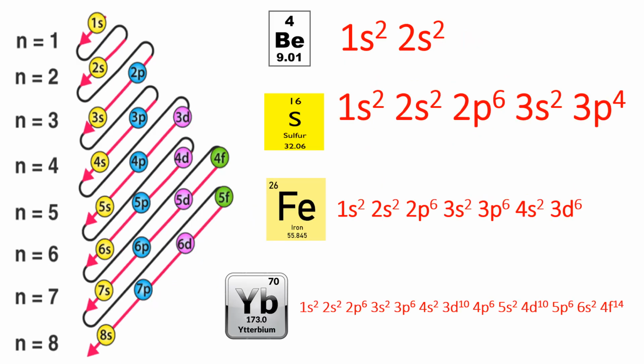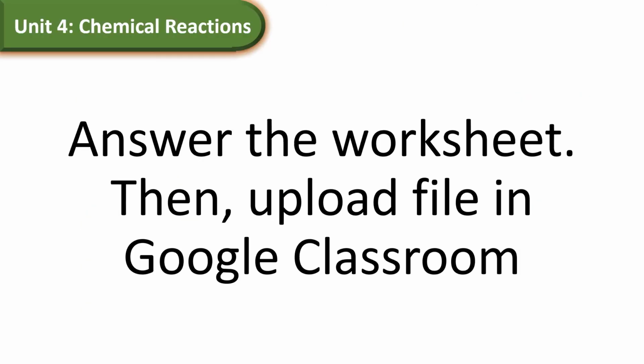You can pause this video to look at our examples of the full electron configuration and using this summary. Again, you have two options. You can use your periodic table to do your electron configuration, or you can use this summary. But I encourage you to use your periodic table, because not all the time you have to write it this way. Please answer the worksheet and don't forget to upload a file in your Google Classroom.